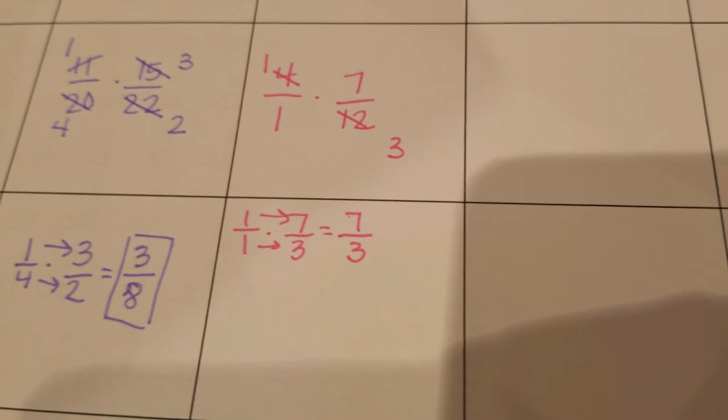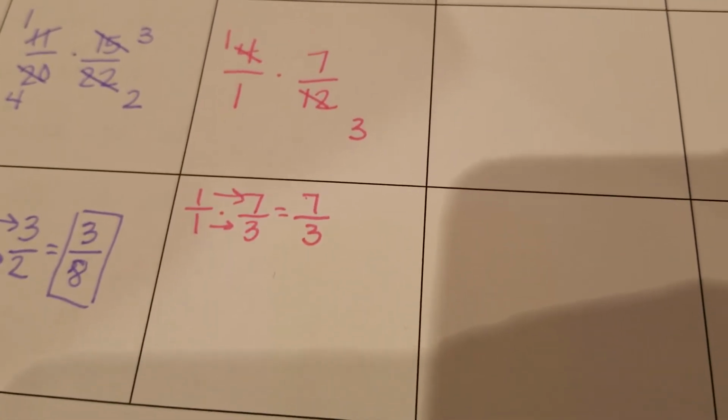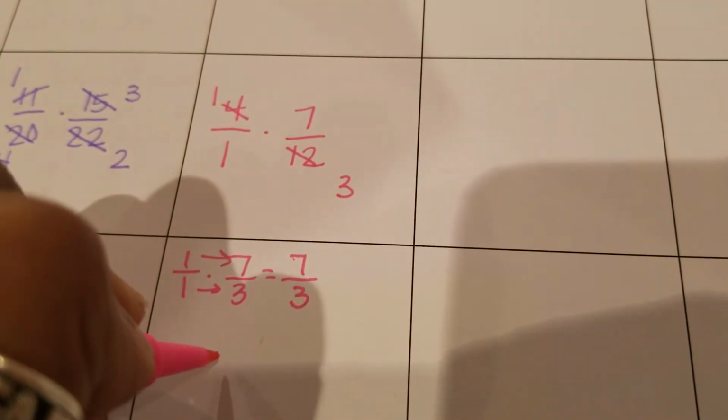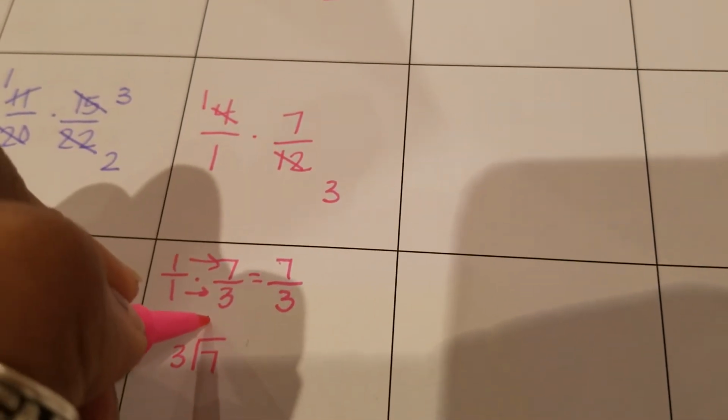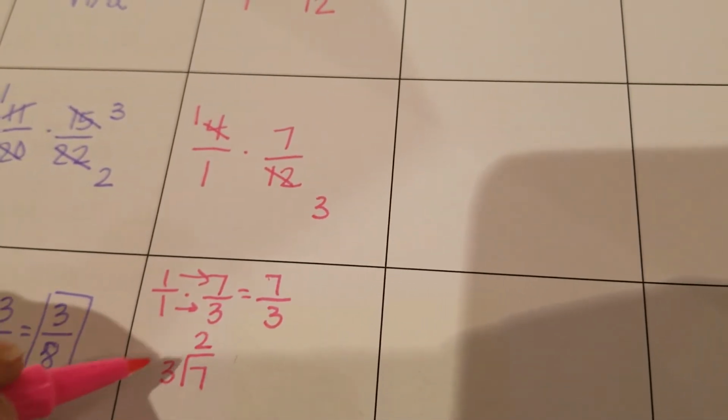But this is an improper fraction, and that's not in its simplest form. So now we need to divide. So 7 on the inside, 3 on the outside. 3 goes into 7 2 times. 2 times 3 is 6. And subtract to get 1. So our final answer is 2 and 1 over 3.